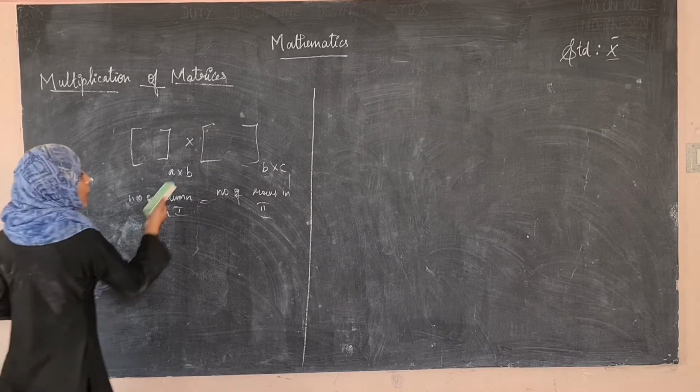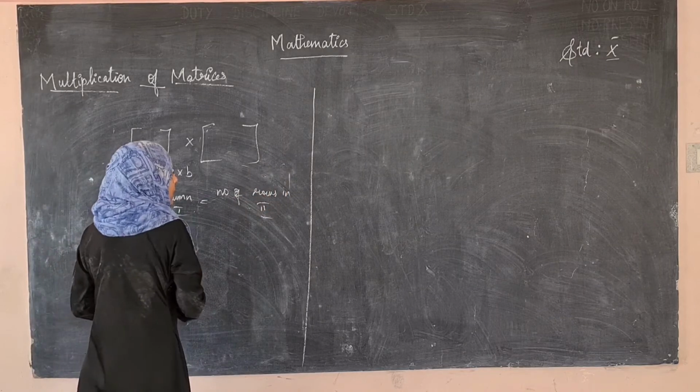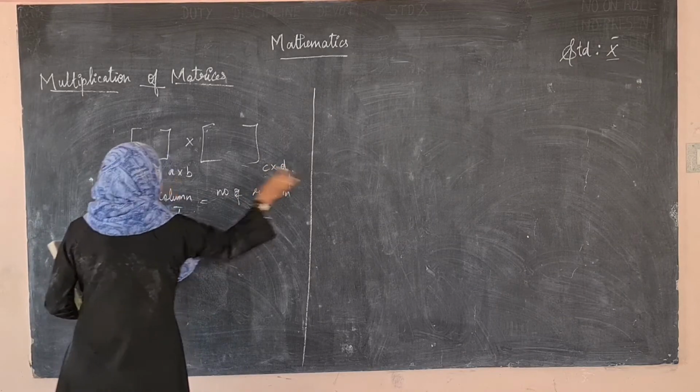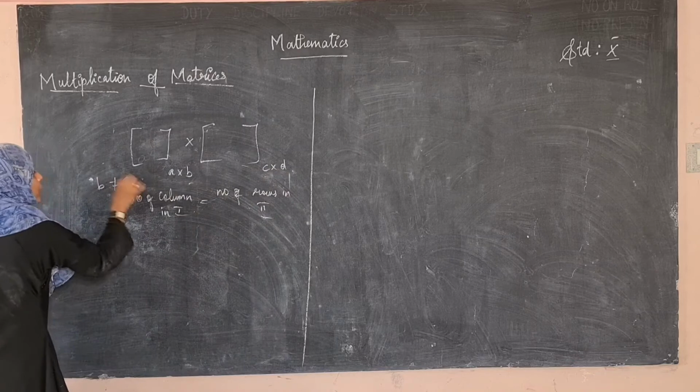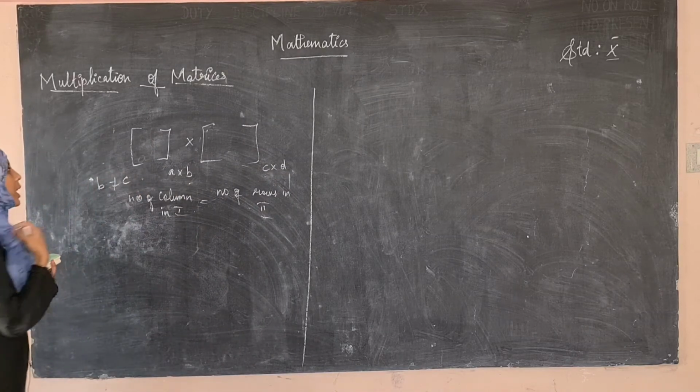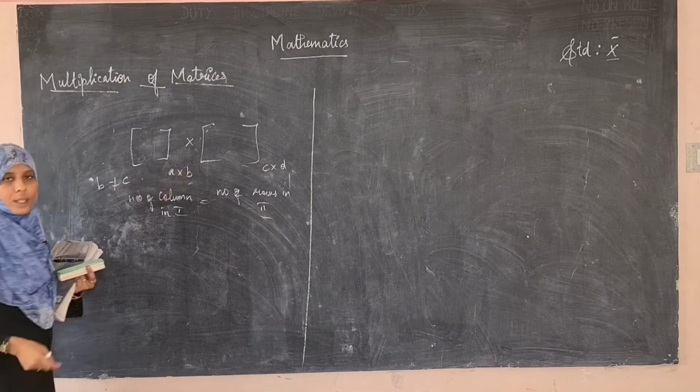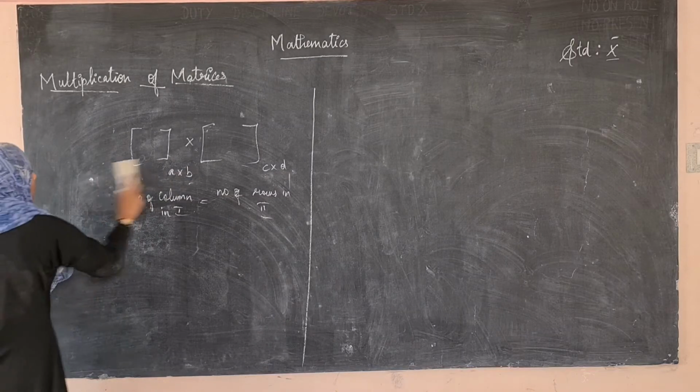Otherwise, if this is of order A cross B and this is of order C cross D, see here, B is not equal to C. Therefore, the multiplication of these two matrices is not possible. Okay.